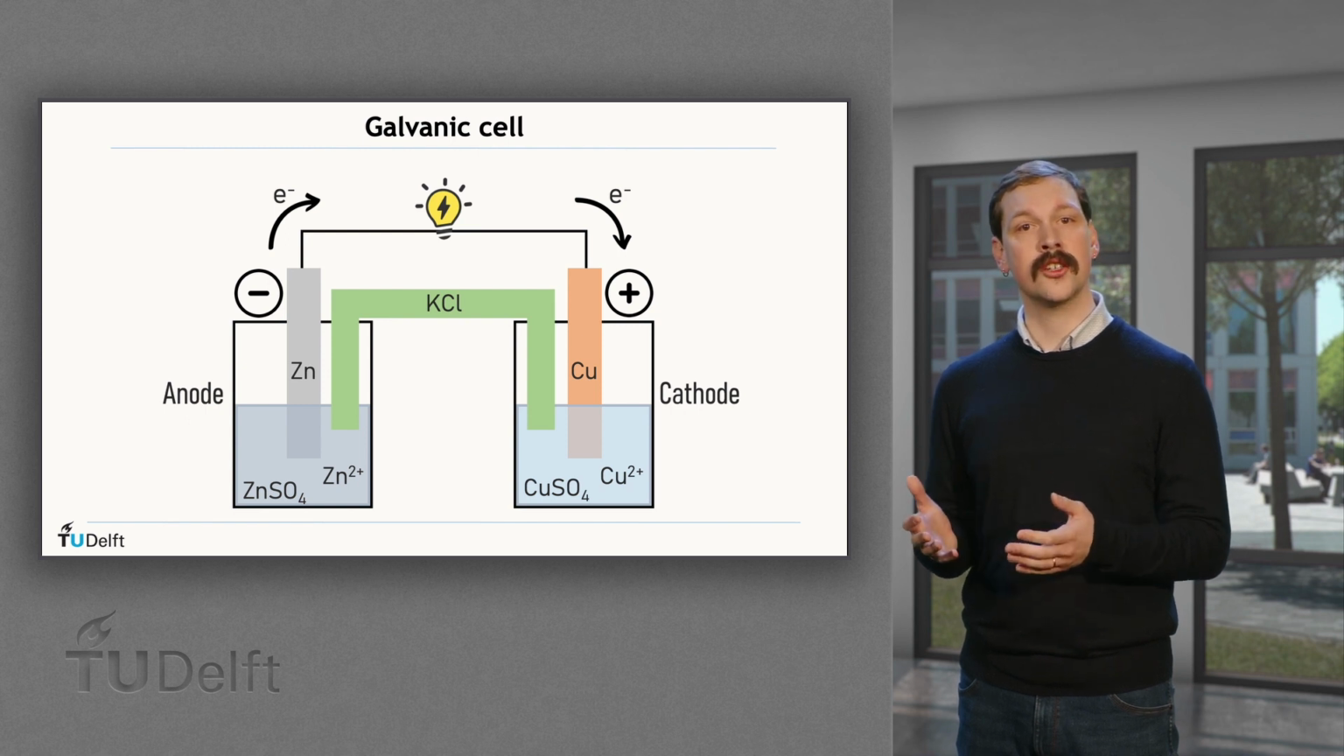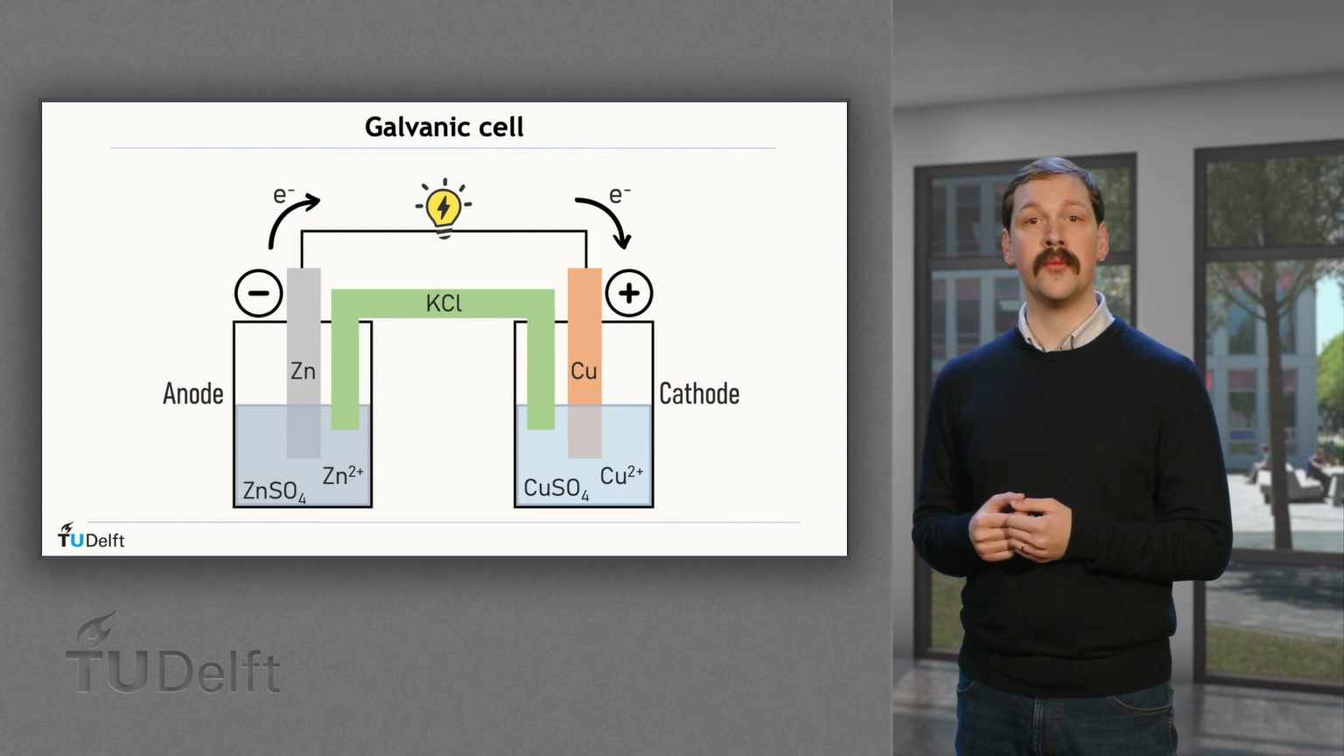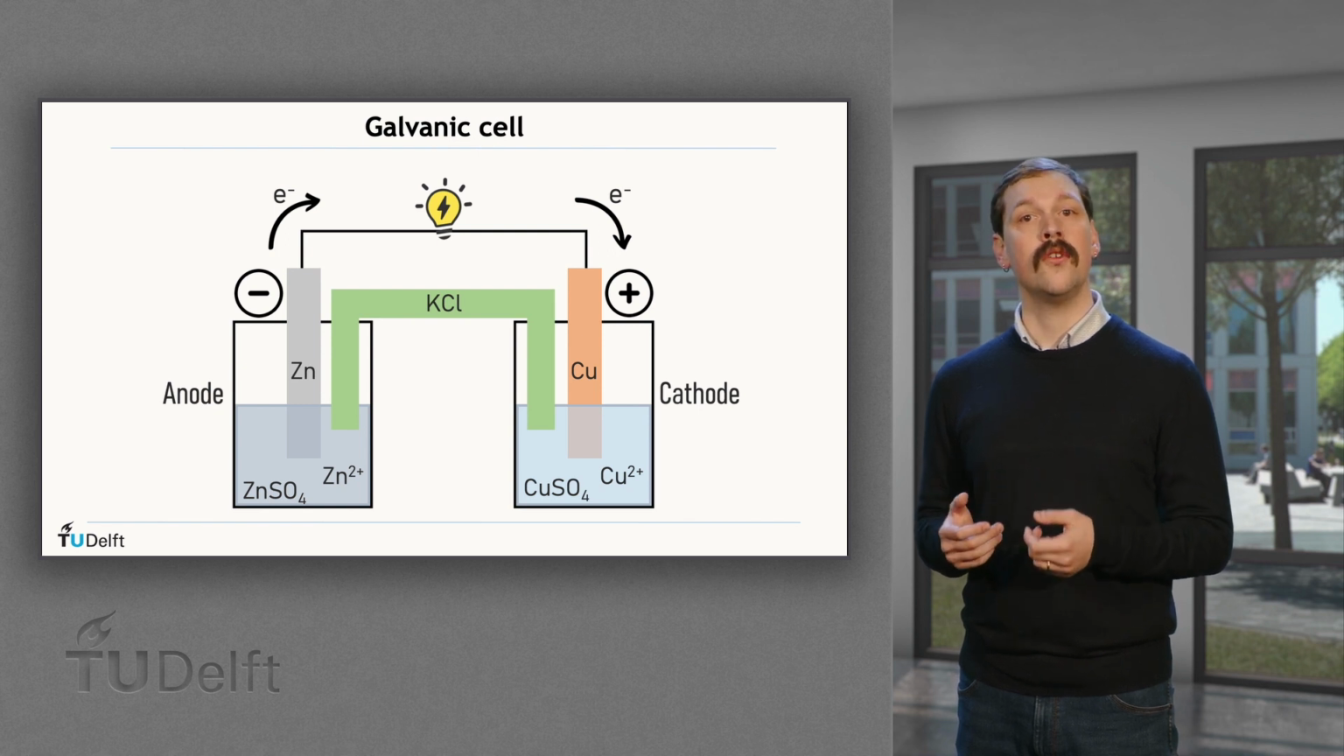This is the structure of a galvanic cell, and most batteries follow a similar structure. Pay attention to one thing. Electric current, by definition, flows in the opposite direction of electrons, since it follows positive charges.